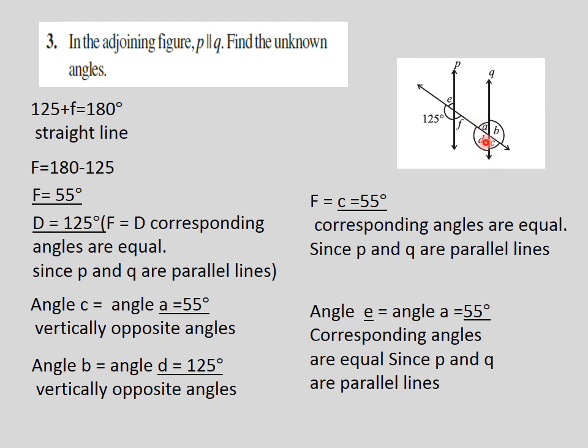In the same way, angle B is equal to angle D because they are vertically opposite angles. Angle B is equal to angle D.